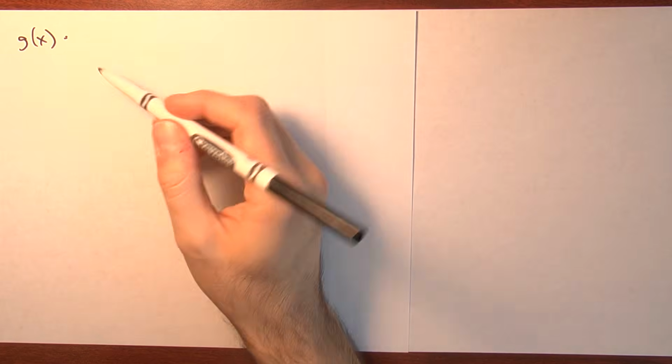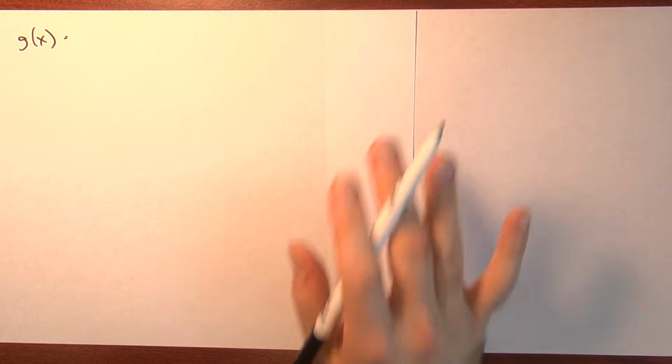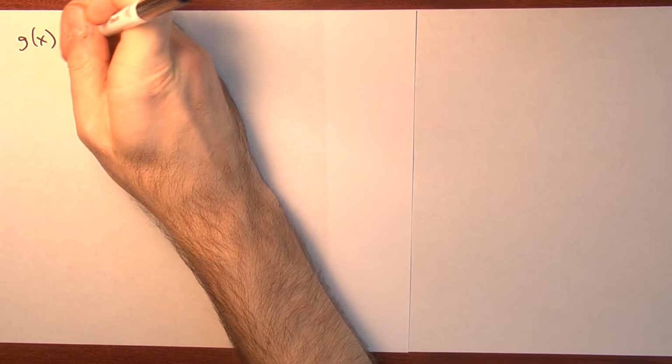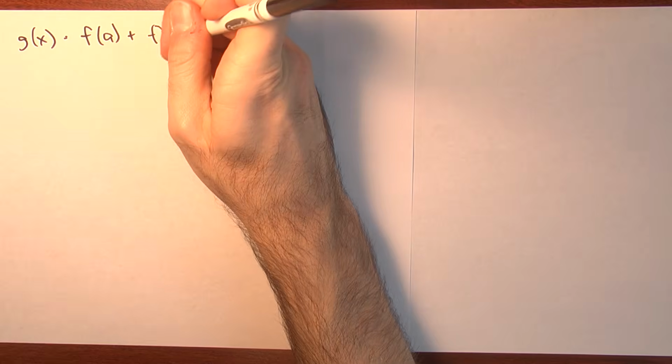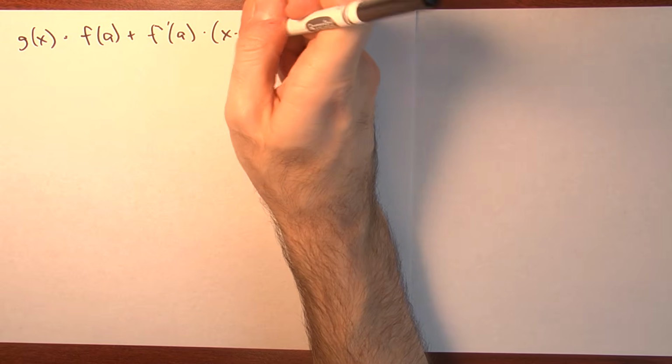So here we go. I'm going to define yet another function that I'll again call g of x. And it's going to start out the exact same way. It's going to start out with f of a plus the derivative of f at the point a times x minus a.